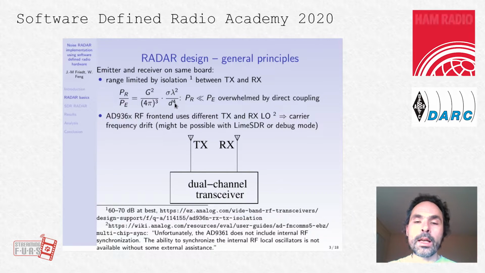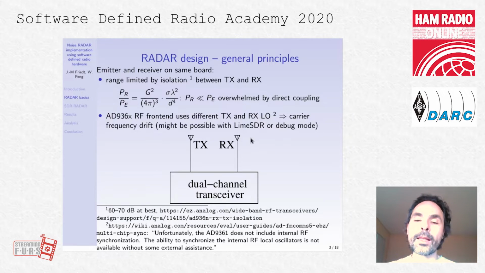So we need to have a good isolation, and although Analog Devices will not document the isolation of the AD9361 on the B210, you will find on various forums and websites 60 to 70 dB. My measurements on the B210 are closer to 50 dB. So this is going to be a limiting factor in the range at which the radar can work. The other issue is that the AD9361 on the B210 uses two different local oscillators for transmitting and receiving. If you look on the receiver at the leaked power from the transmitter, you will see a slow drift of a local oscillator, and that's the local oscillator difference between transmitter and receiver.